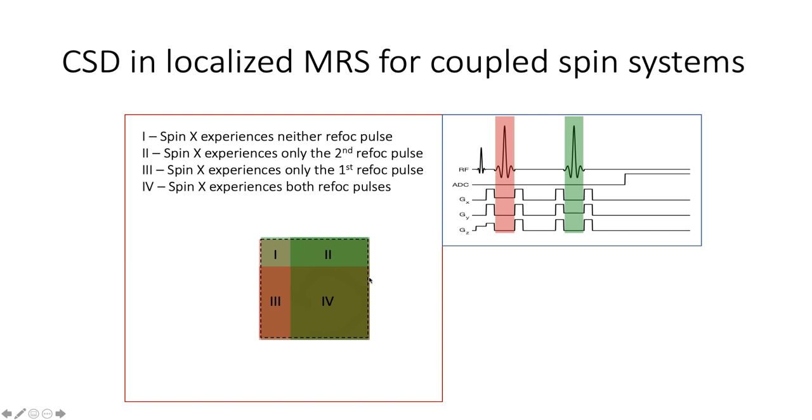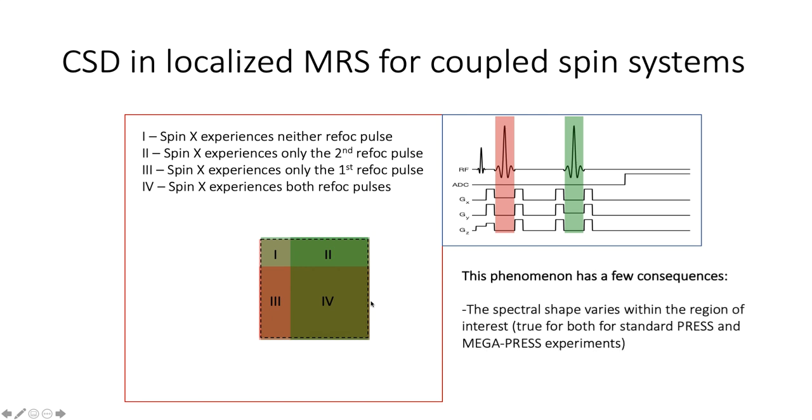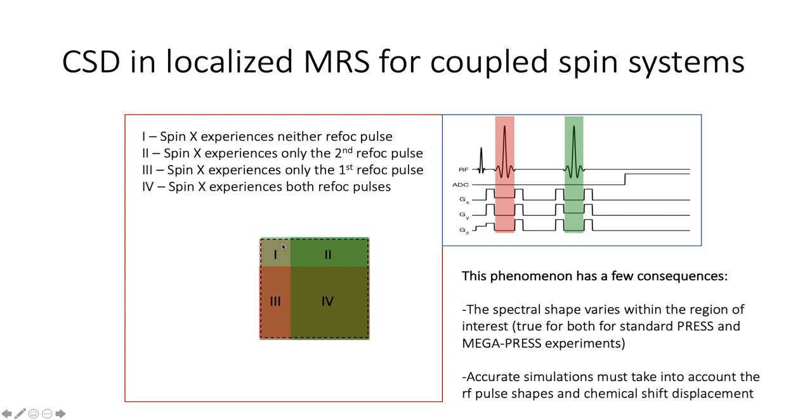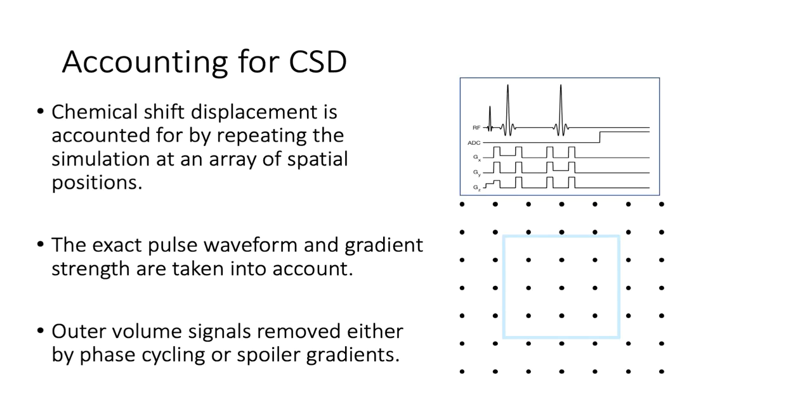It turns out that the signal that we observe for spin A depends strongly on whether or not its coupling partner experienced these refocusing pulses, so we really need to take this into account in our simulations. The consequence is that the spectral shape varies within the region of interest. This is true for both standard PRESS and MEGA-PRESS experiments, and accurate simulations must take this information into account in order to accurately estimate the spectral shapes.